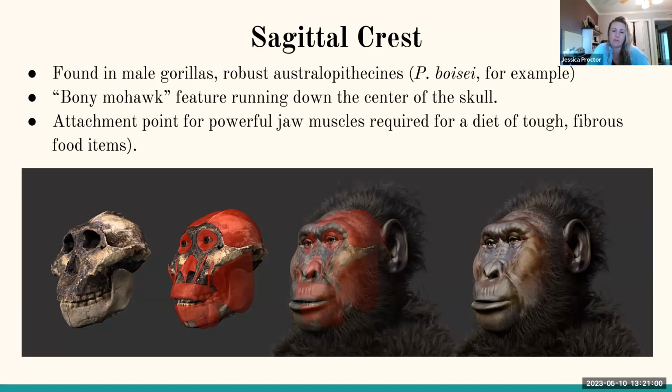Okay, so this feature, the bony mohawk, is essentially the attachment point for powerful jaw muscles. And because of this craniofacial feature, we know that the robust forms must have had a diet of rough, fibrous food items. They were predominantly eating vegetation that required a lot of chewing, a lot of stress on the chewing muscles. Okay, so they required a very powerful chewing complex, essentially. And remember, that was likely one of the predominant reasons for their extinction, because they had a very narrow, limited dietary breadth.